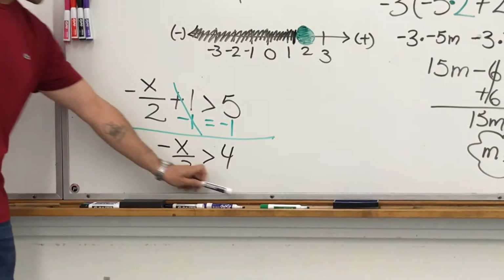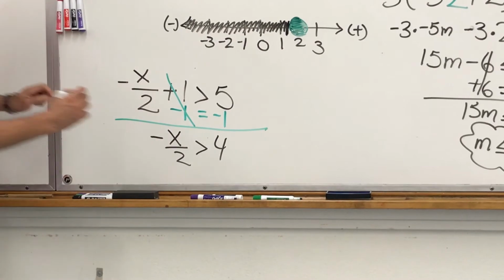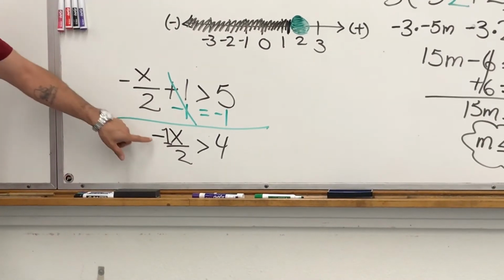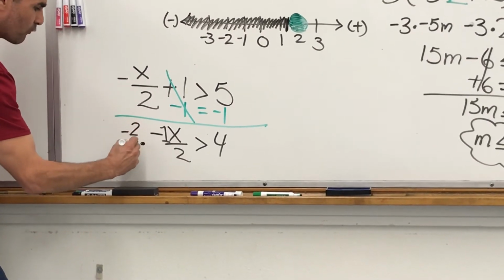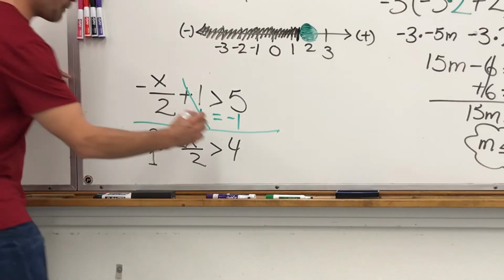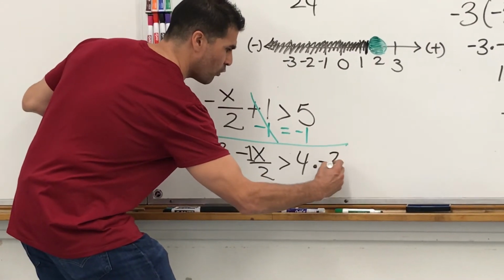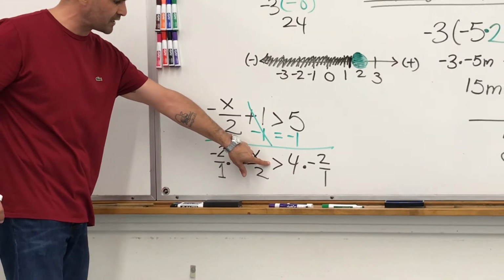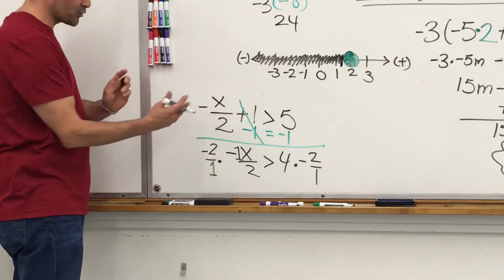Well, see, here's this very special rule. Whenever we have this -x, and this is really a coefficient of -1x, what we're going to do is we're going to multiply by -2 over 1. This is called the reciprocal. When we balance the inequality and we multiply by -2 over 1, there's a very special rule that happens to this inequality. This inequality is actually going to turn the other direction.